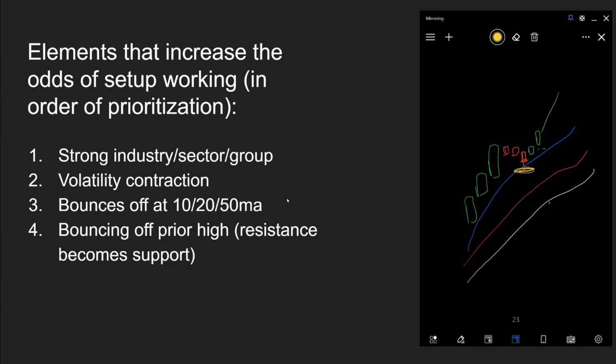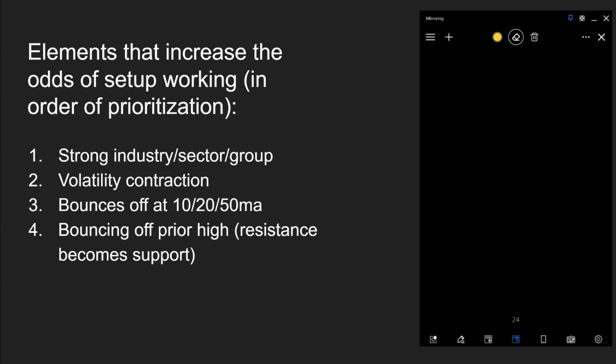So if a stock is basically bouncing off its 10, 20, or 50 MA, then it has a higher odds of working. Now, in the same vein, if a stock is bouncing off a previous support area, then that also increases the odds of working. Now, what do I mean by this? Let's say we have a stock that went up, broke out, is pulling back, and now we're wondering, should we buy it? So this is the previous resistance area that the stock had broken out from. Let's say these are the 3 green candles from our example. This is the pole. And the stock has now made a small pullback here.